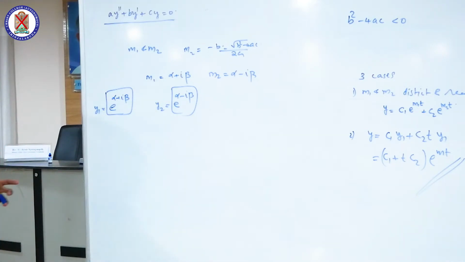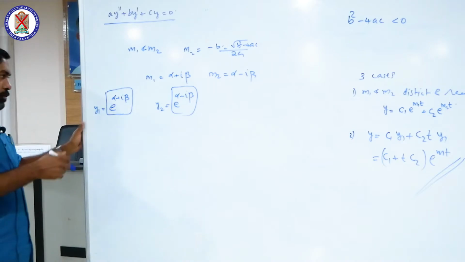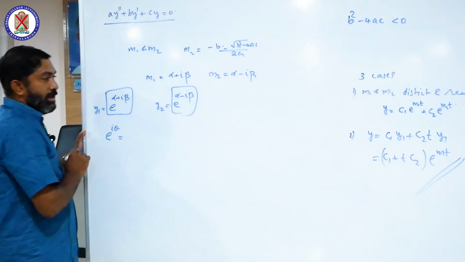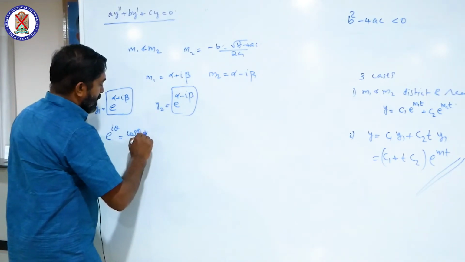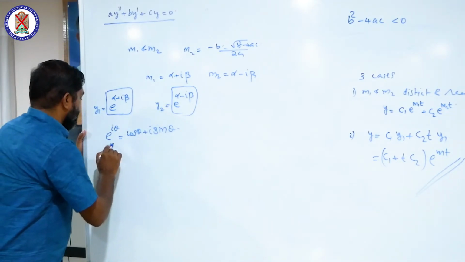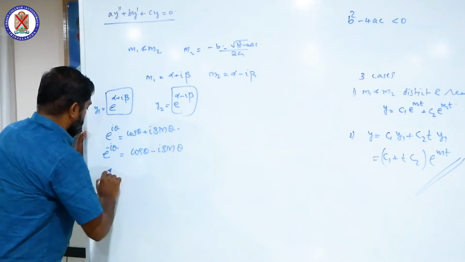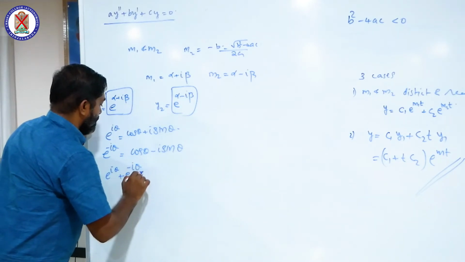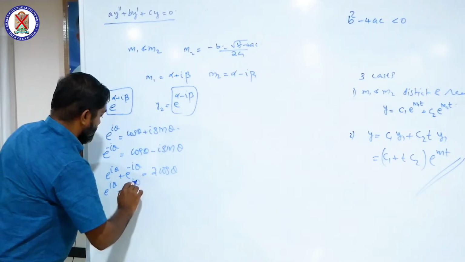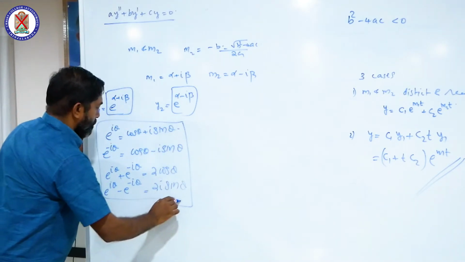So we will not conclude using these two solutions. So I'm just going to consider this one. We have e raised to i theta, by Euler's formula, e raised to i theta is cos theta plus i sin theta. So e raised to minus i theta should be cos theta minus i sin theta. So what will we get? e raised to i theta plus e raised to minus i theta, we will get 2 cos theta. Also e raised to i theta minus e raised to minus i theta, we will get 2i sin theta.